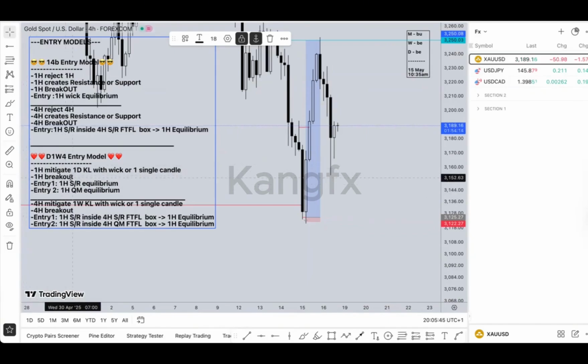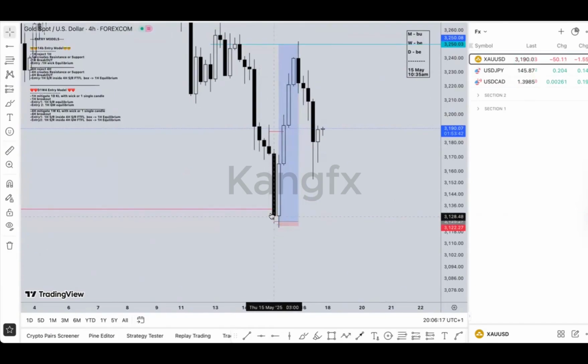Confirmation entry or retracement, that's when you use this one. This is the D1W4. Why the 14B entry model? You use it for confirmation entry also. Use it for continuation entries also. There was a rejection on this on daily breakout on 1 hour.